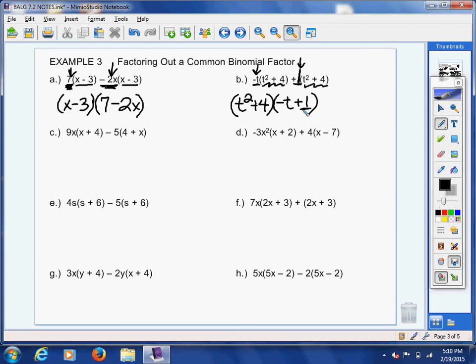So let's look at C. Here I've got x plus 4, and here I got 4 plus x. And let's do kind of a mini lesson here. Let me, off to the side, do you remember the commutative property for addition?